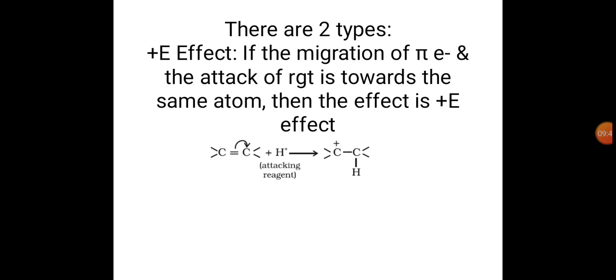So such an effect is known as positive electromeric effect, that is, the migration of electrons, particularly the pi electrons, and the attacking reagent is towards the first carbon, and therefore this effect is a positive electromeric effect.